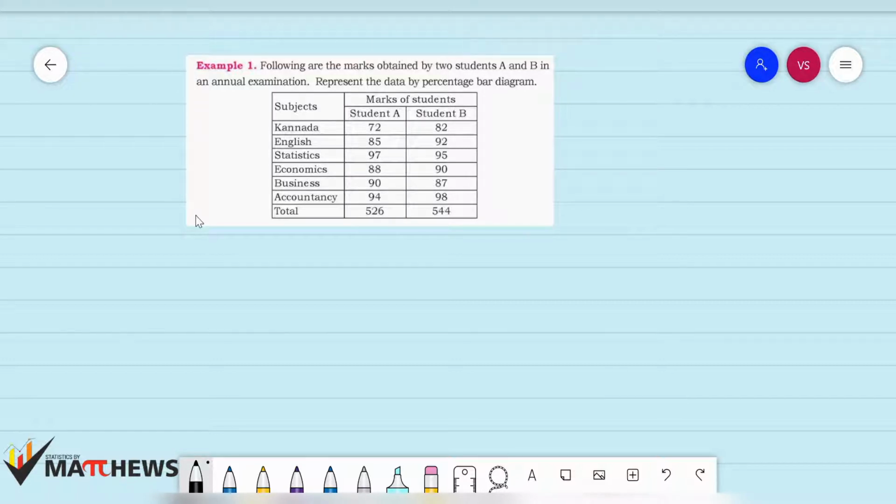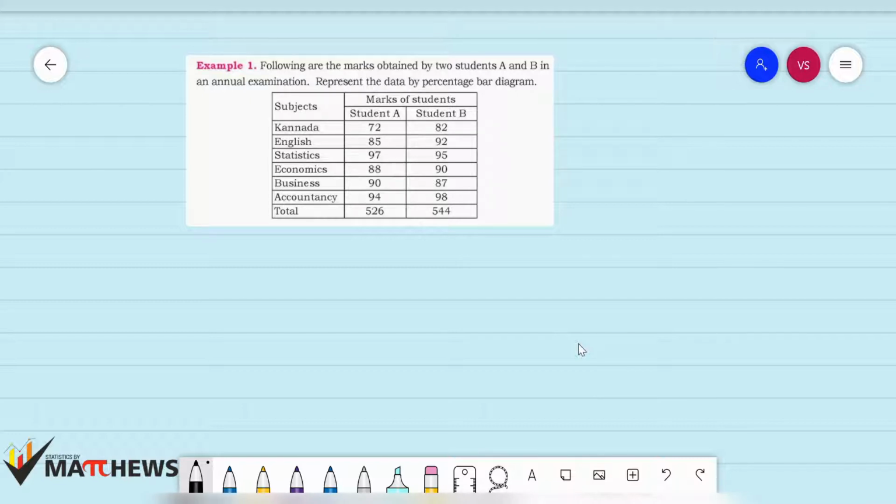In the previous video, I had explained to you regarding component bar diagram, and today I'm going to explain to you regarding percentage bar diagram. This diagram is one of the important ones, students. Please do follow this video step by step. Understand how to draw this diagram.